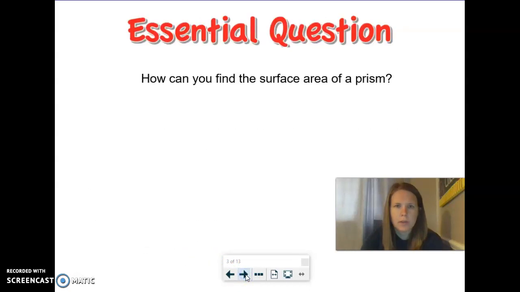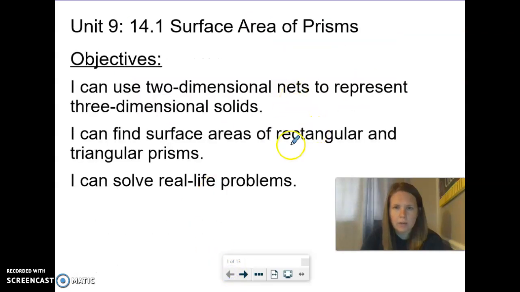Skipping our warm-up. So your essential question for the day is how can you find the surface area of prisms? Now, it depends on what kind of prism. Like we saw before, we were talking about either rectangular prisms or triangular prisms. So let's go ahead and look at rectangular prisms first.